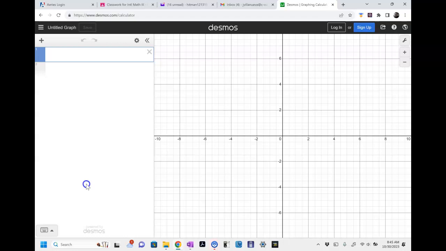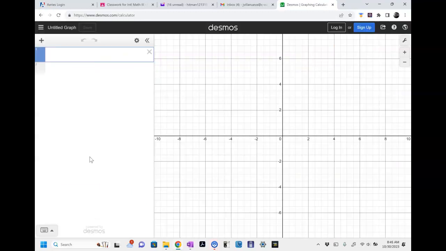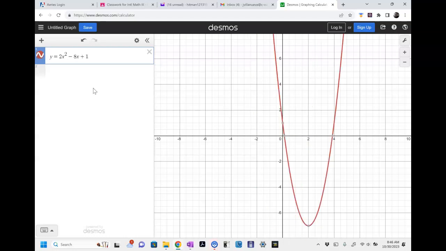But you're going to go to desmos.com, click on Graphing Calculator in case you're not sure, maybe you don't use this enough. When you go to desmos.com, it's right here, okay? The graphing calculator on the left side says, let's learn together. I just want you guys to see what it is that you're actually finding answers to. So let's start off with the first equation that we wrote, y equal to 2x squared minus 8x, plus 1. Go ahead and type it in there.